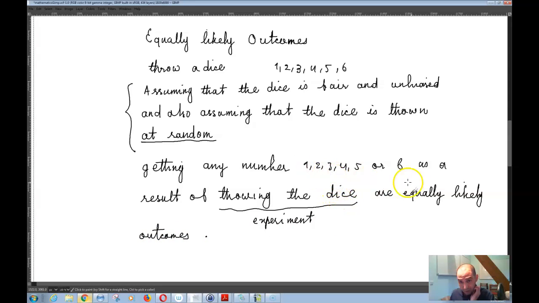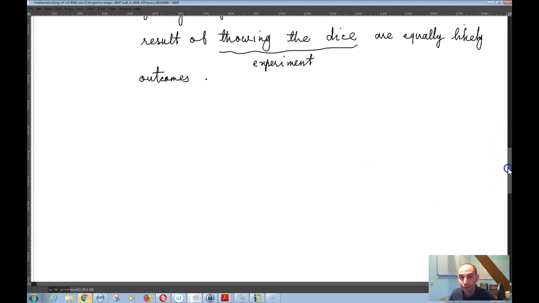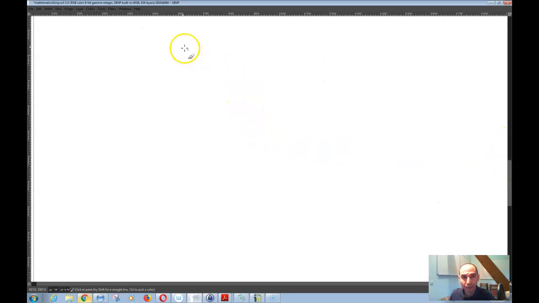So these you can call equally likely outcomes. Now on the other hand, we had the example of the bag that contained, for example, 4 red balls and one blue ball. So basically in this experiment, without looking into the bag, you're drawing a ball from the bag, right?